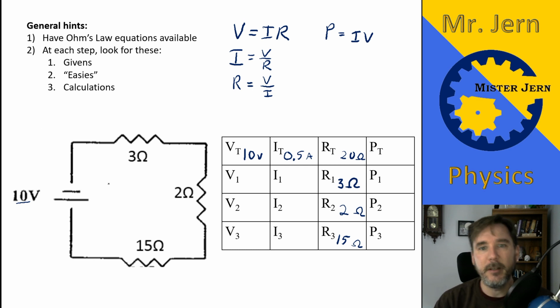In a series circuit, the current anywhere is the current everywhere. Meaning, if we know that the current going through the 10 volt battery is 0.5 amps, that means that the current going through everything is going to be 0.5 amps. Going through our 3 ohm resistor will be the same amount of current. Going through our 2 ohm resistor will be the same amount of current, 0.5 amps. And going through our 15 ohm resistor will be the same amount of current, 0.5 amps.